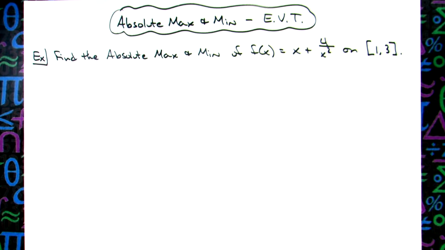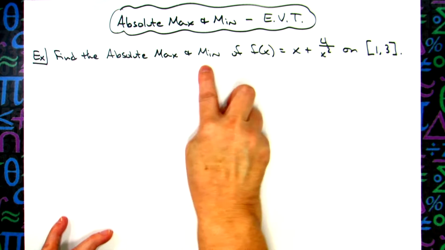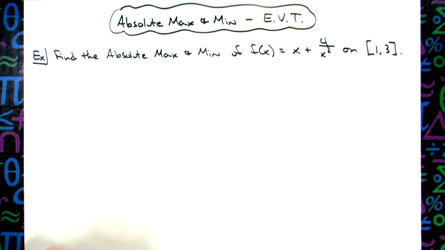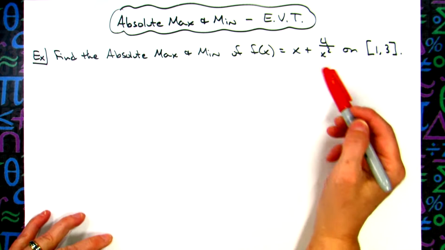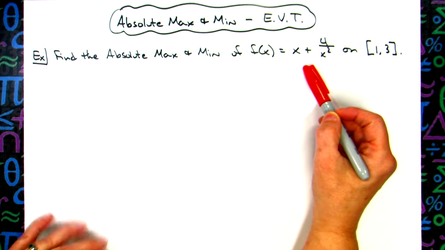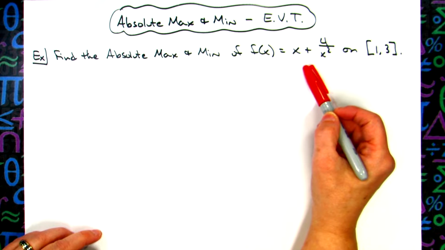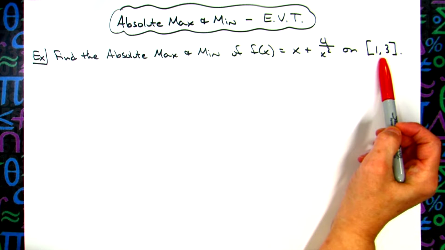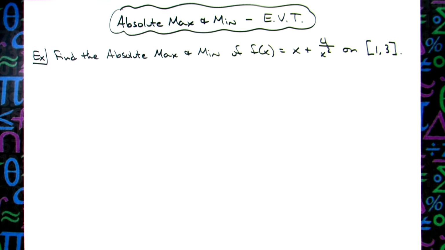In this question, we're going to take a look at some absolute max and min values. Since they're asking you to find absolute min and max on a closed interval, it's the extreme value theorem. The easiest way to do this is to take the derivative of the function, set the derivative equal to 0, and find the critical points, because according to the extreme value theorem, I'm going to test endpoints and critical points to find those absolute max and mins.